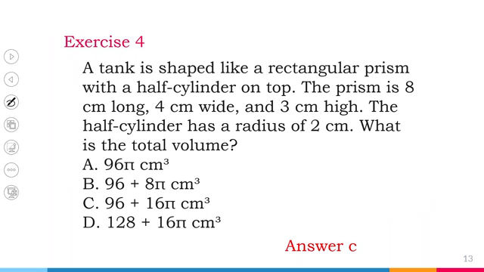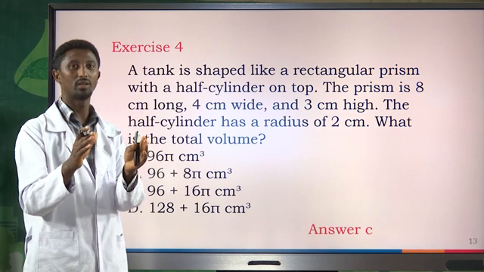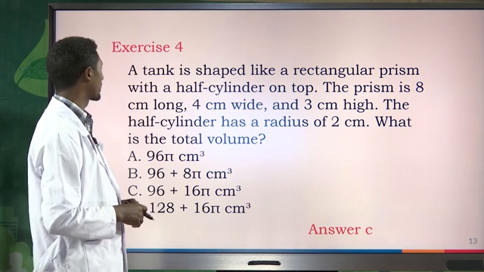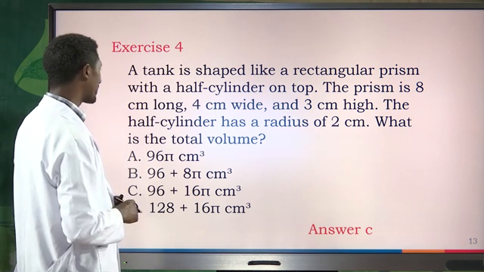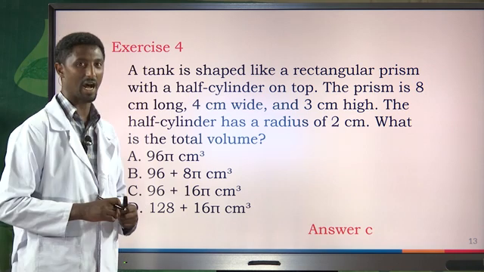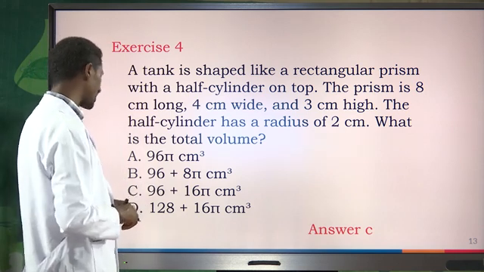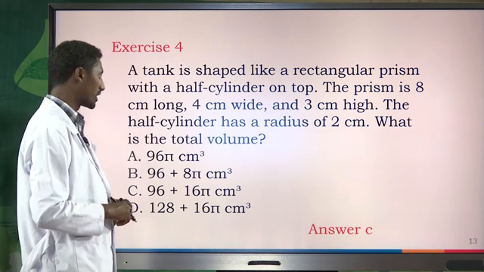Exercise 4. A tank is shaped like a rectangular prism. A tank is shaped in the form of a rectangular prism with half a cylinder on the top. The tank is shaped like a rectangular prism, then with half a cylinder on top. The prism is 8 centimeter long, 5 centimeter wide and 3 centimeter high. Half the cylinder has a radius of 2 centimeter. What is the total volume?